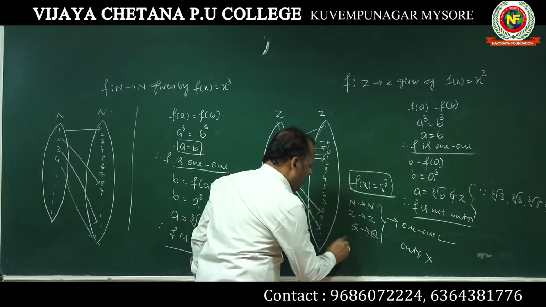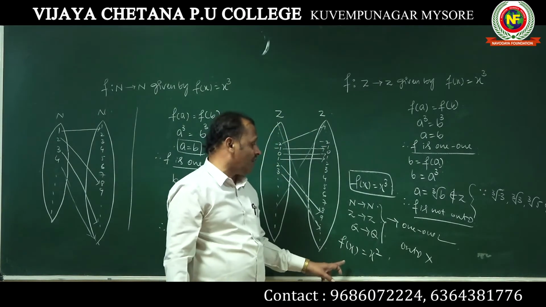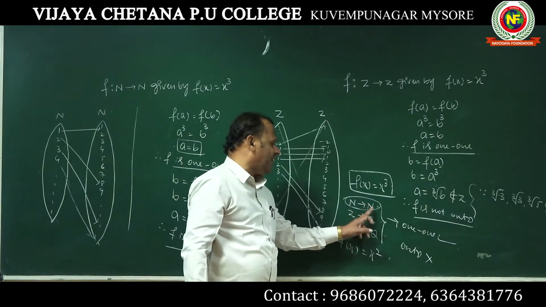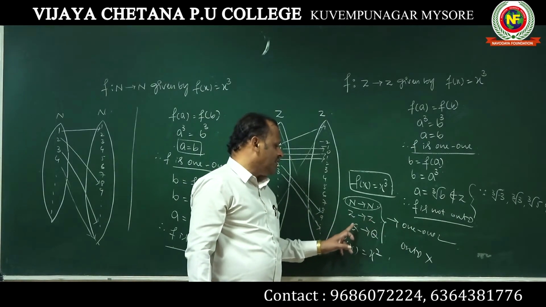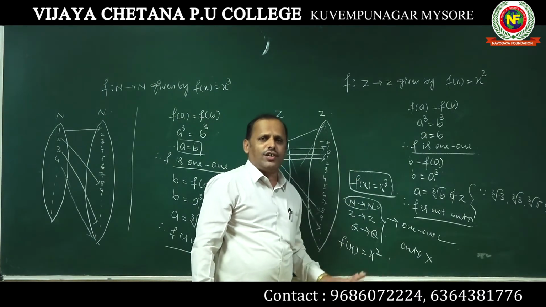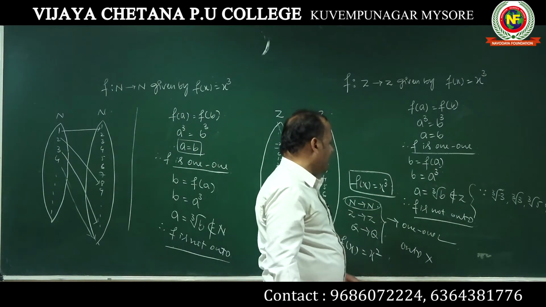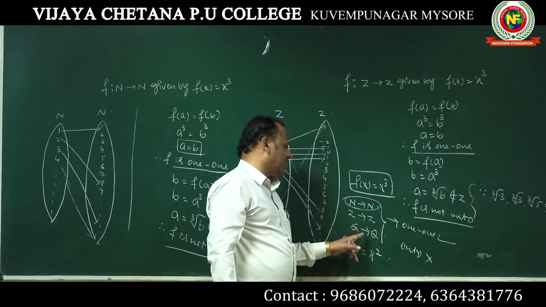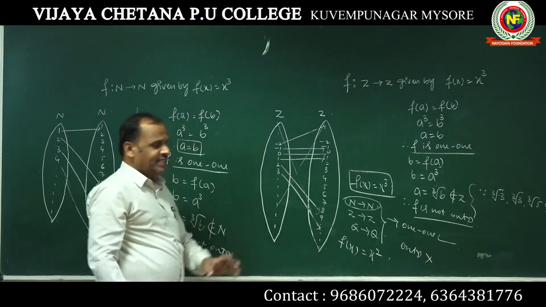For f of x equals x square, only for natural numbers to natural numbers, N tends to N, it is 1-1 but not onto. Then Z tends to Z, Q tends to Q, for all it is not 1-1 and not onto. Okay, that is for f of x equals x square. For f of x equals x cube, N tends to N, Z tends to Z, Q tends to Q, it is 1-1 but not onto. Right? This is the answer.